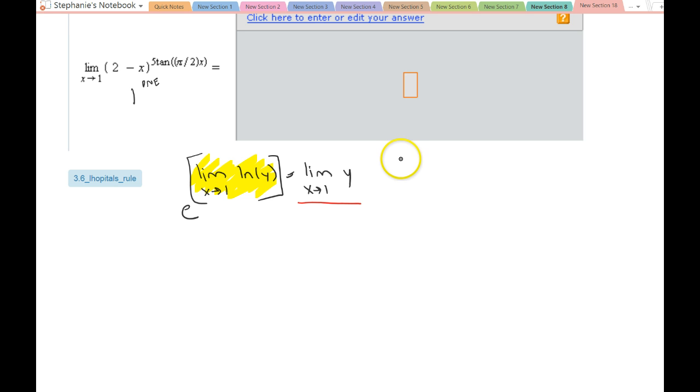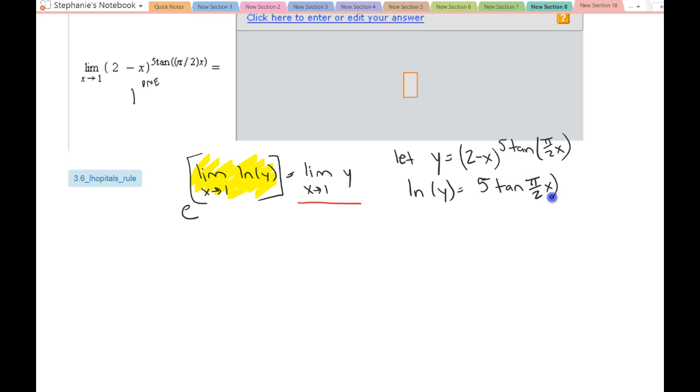So to start, I let y equal 2 minus x to the power 5 tangent of pi over 2x. Then if I take ln of y, I can write that as 5 tangent of pi over 2x times ln of 2 minus x, right? Because basically I can write the exponent down as a coefficient when I take the natural log of both sides.